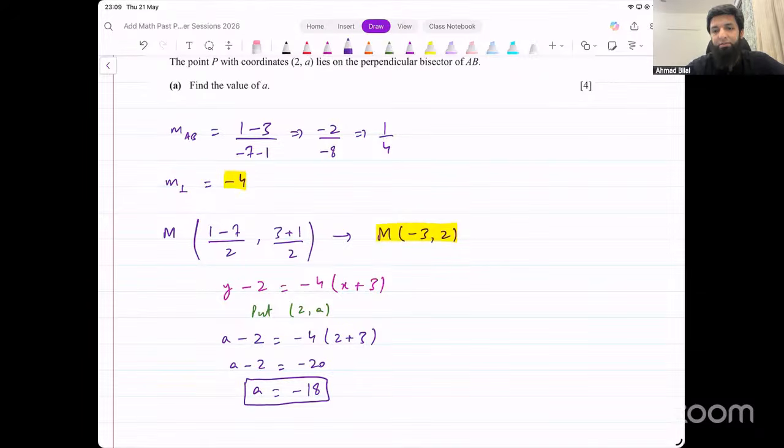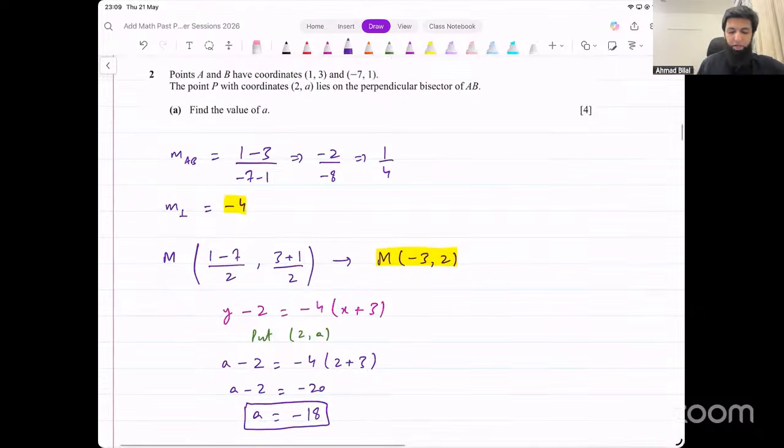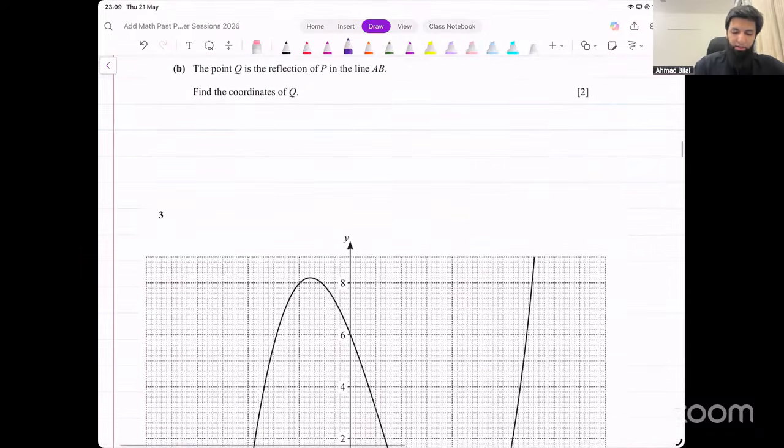Any issues with this? Makes sense, right? Okay, that was part A, fairly straightforward. Let's look at the next part now.